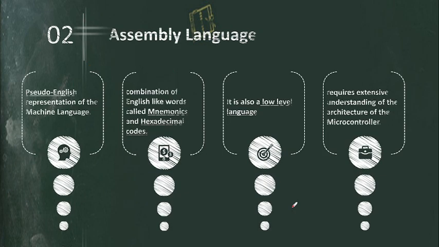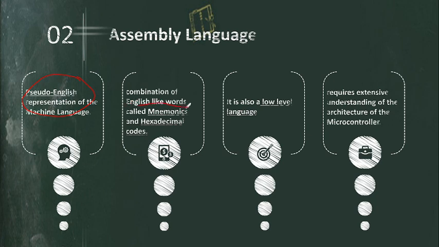So we get the very next one, that is assembly language programming. Here they have made some slight changes. They utilized a pseudo English concept. Pseudo English is similar to English, but not exactly English words. They write a program using instructions which are in English-like language. Pseudo English represents the machine language here, and it's a combination of English-like words.